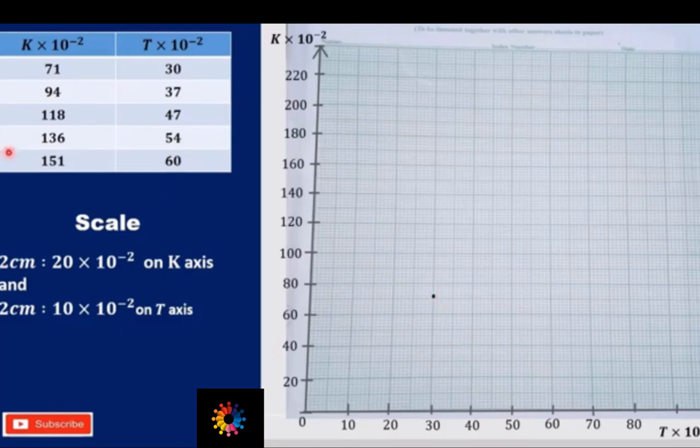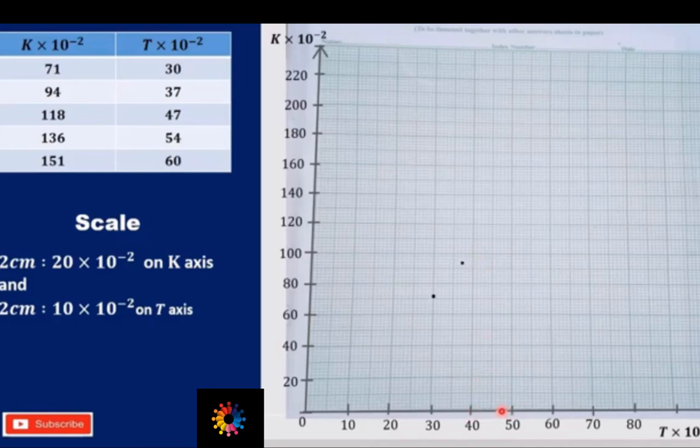Then the next value will be 94 and 37. So our t is 37. We fall between 30 and 40. So we count 31, 32, 33, 34, 35, 37. So 94 will fall between 80 and 100. So we make our dotted line. We count it twice. Don't forget, one small box will be 2 on the k axis.